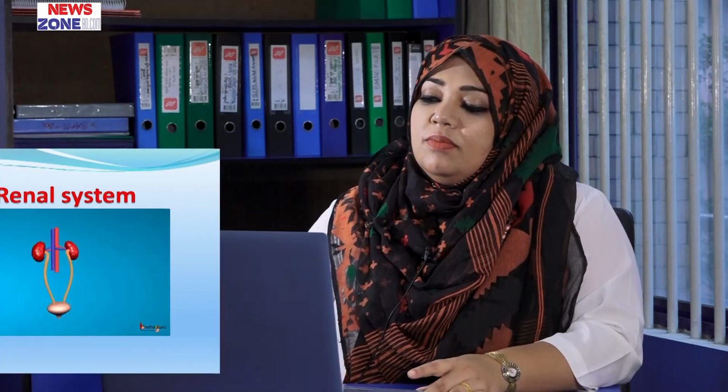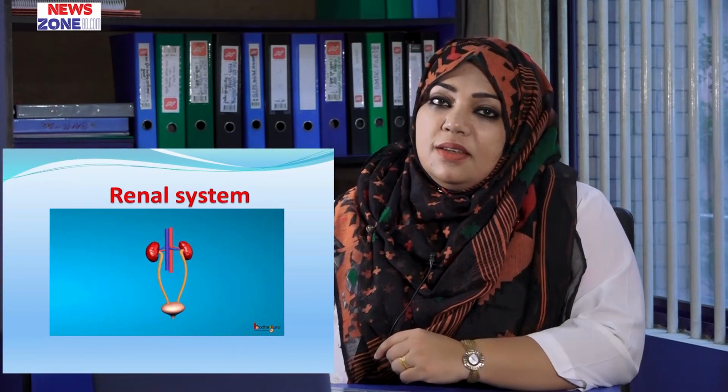From this lecture, we are going to start a new system, that is the urinary system. We know that the major function of the urinary system is formation of urine, and the kidney performs this function by filtering plasma and removing the unwanted substances from our body. So let's first look at the physiological anatomy of the kidney.